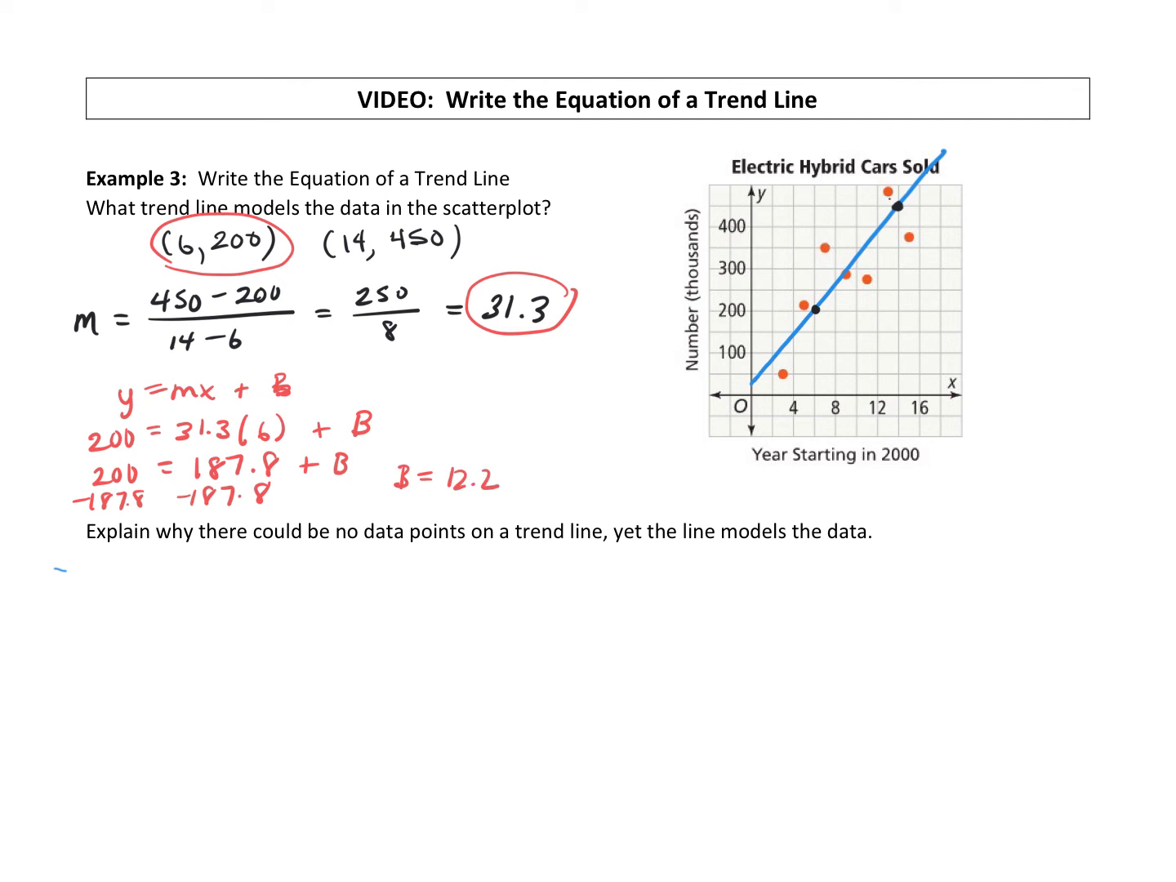So we're going to write our equation with our y-intercept and our slope, these two pieces of information. So our trend line is y equals, our slope is 31.3x plus 12.2.